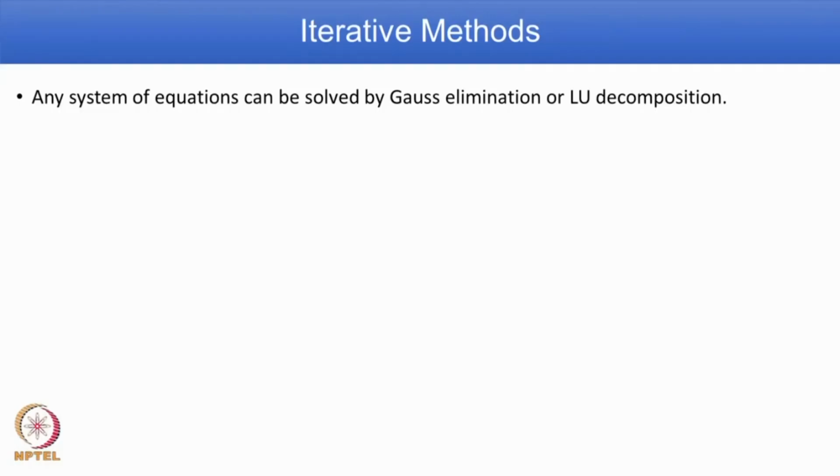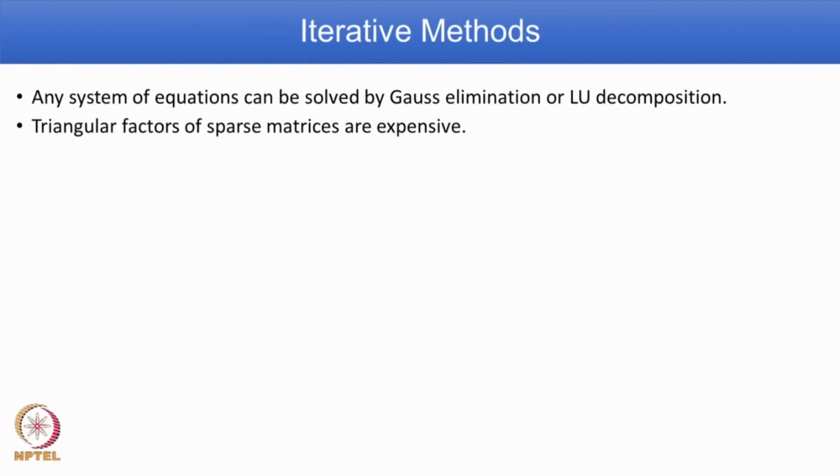Any linear system can be solved by Gauss elimination or LU decomposition procedure. The question is, if the matrix becomes complicated, whether the Gauss elimination or LU decomposition procedure is economical, or whether it will lead to some erroneous solution. In such a situation, what do we do? The second question: whether it is computationally, or in terms of time, economical to do direct methods, or is there a way that we can get the solution in an iterative way?